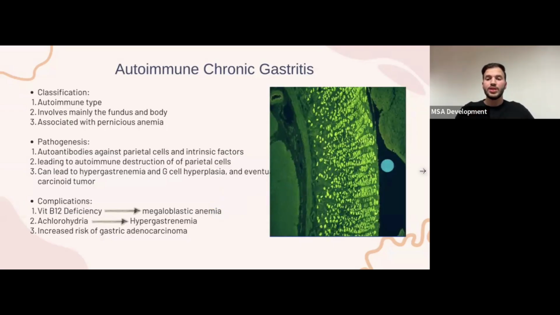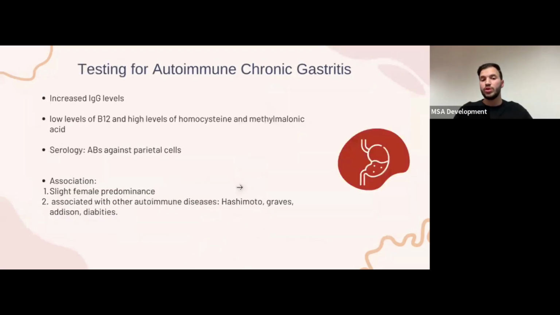As you can see in the picture on the right, this is an immunofluorescence stain of the gastric mucosa, and these bright green spots are autoantibodies against parietal cells. So this tells us that this is an autoimmune gastritis. So how do we test for that?